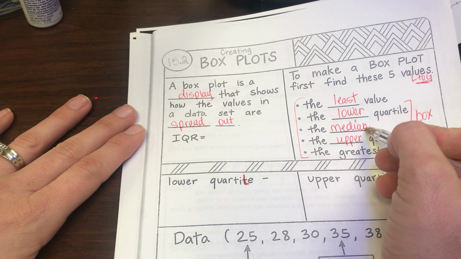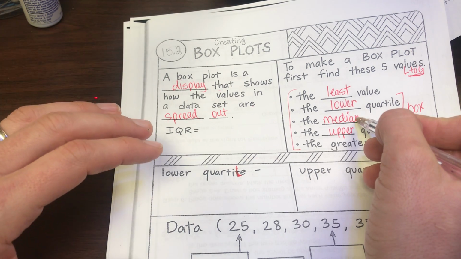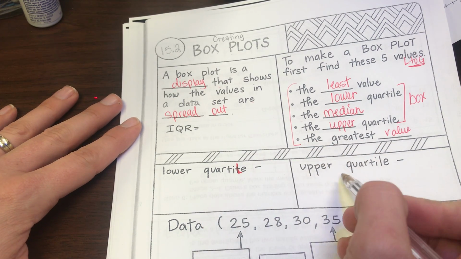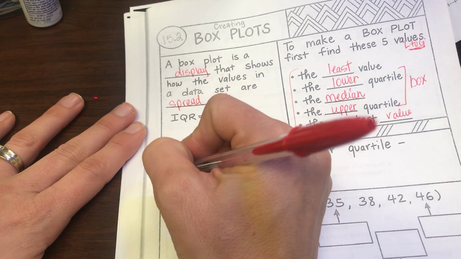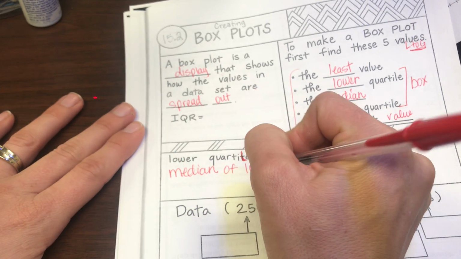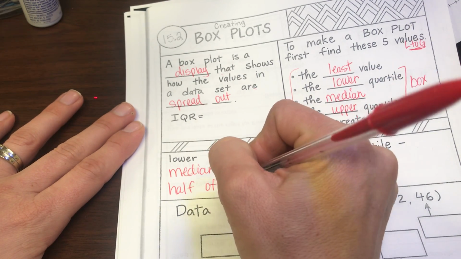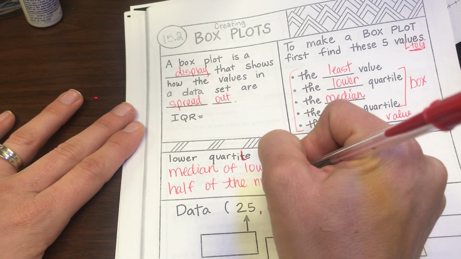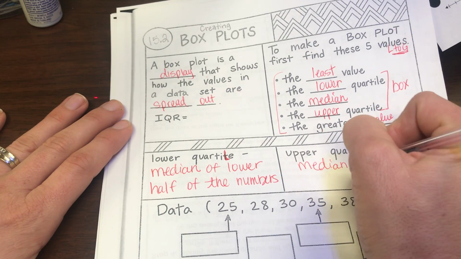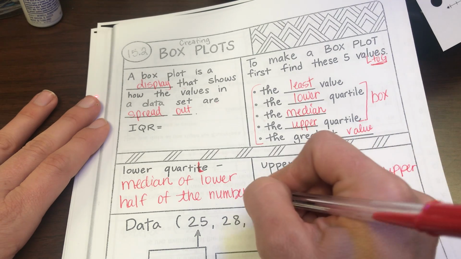So you found the median, the exact middle number. You're going to divide your numbers into the first half and the second half, the lower half and the upper half. The lower quartile is the median, that middle number, of the lower half of the numbers. And the upper quartile is the median of the upper half, that second half of the numbers.